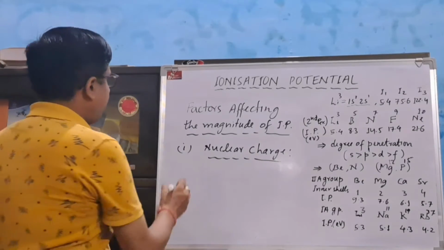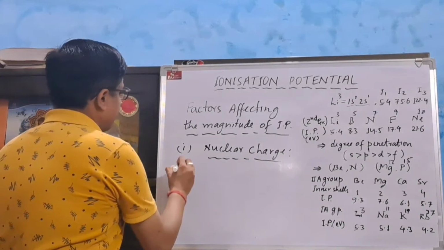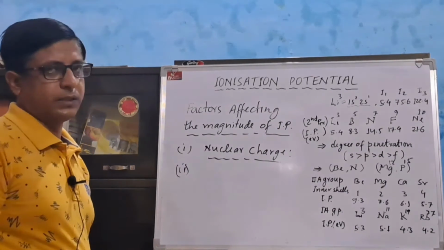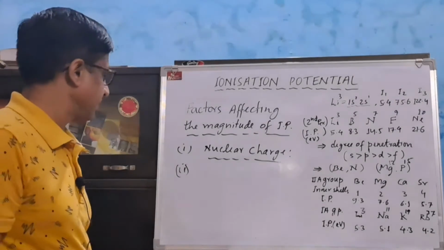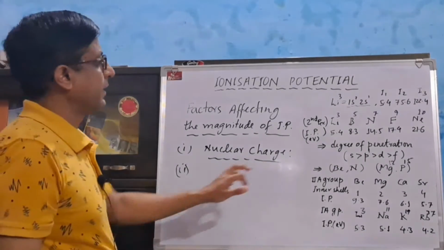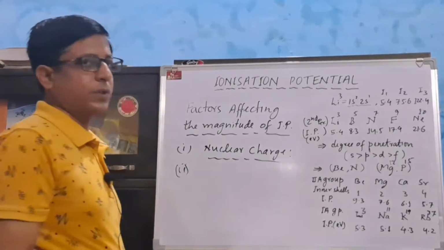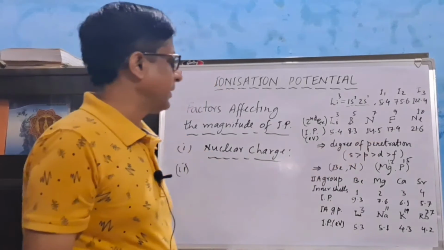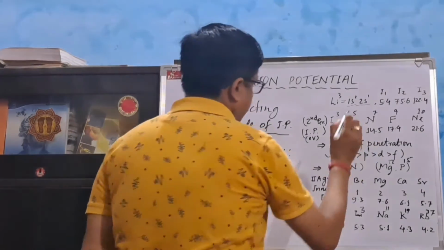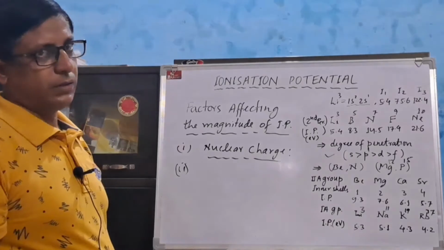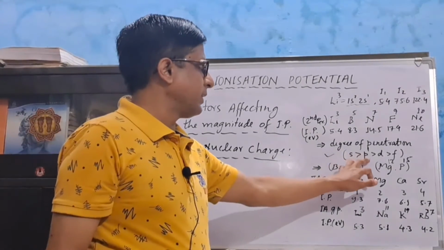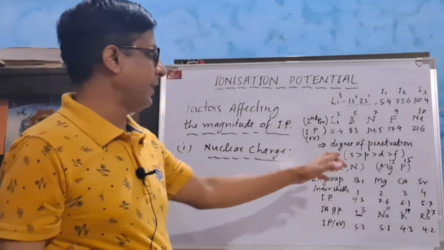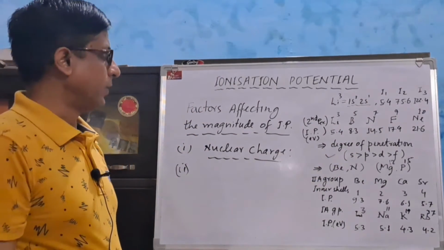The first factor is nuclear charge. The second factor is the degree of penetration of electrons. The degree of penetration of electrons increases in this order: an s electron can penetrate more closely to the nucleus than a p electron, and a p electron can approach more closely than a d electron.